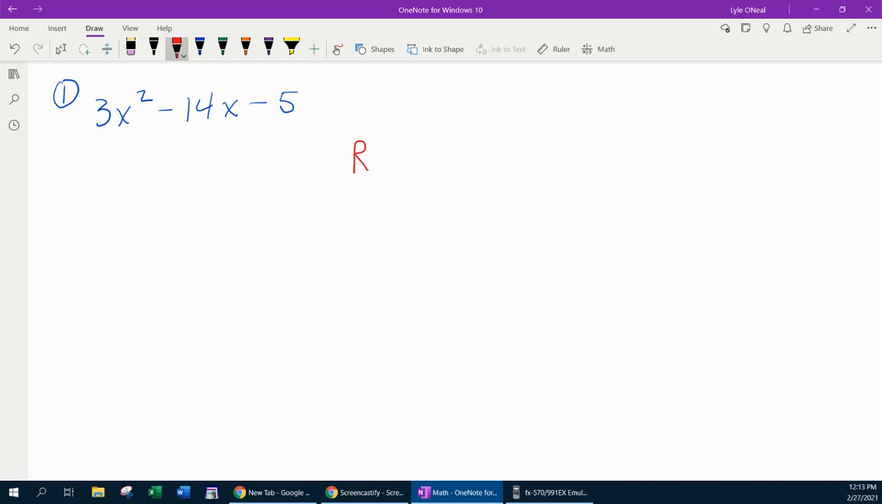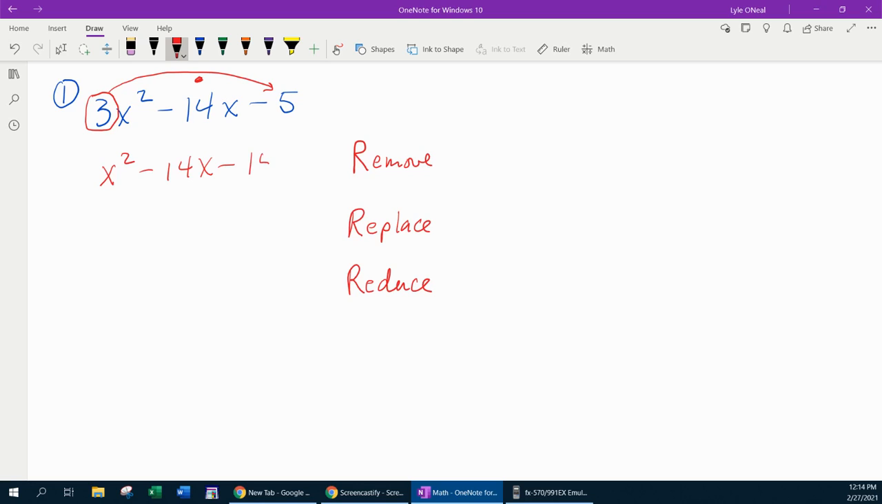Now the 3 R's are remove, replace, and reduce. So, first step, we're going to remove the lead coefficient of 3. That's going to give me an x squared minus 14x minus, but now listen, when I remove it, here's what I'm going to do with it. See that? I'm going to take it to the back and multiply. 3 times 5 now is 15. So that is the remove step, where you remove the lead coefficient and multiply it times the constant.